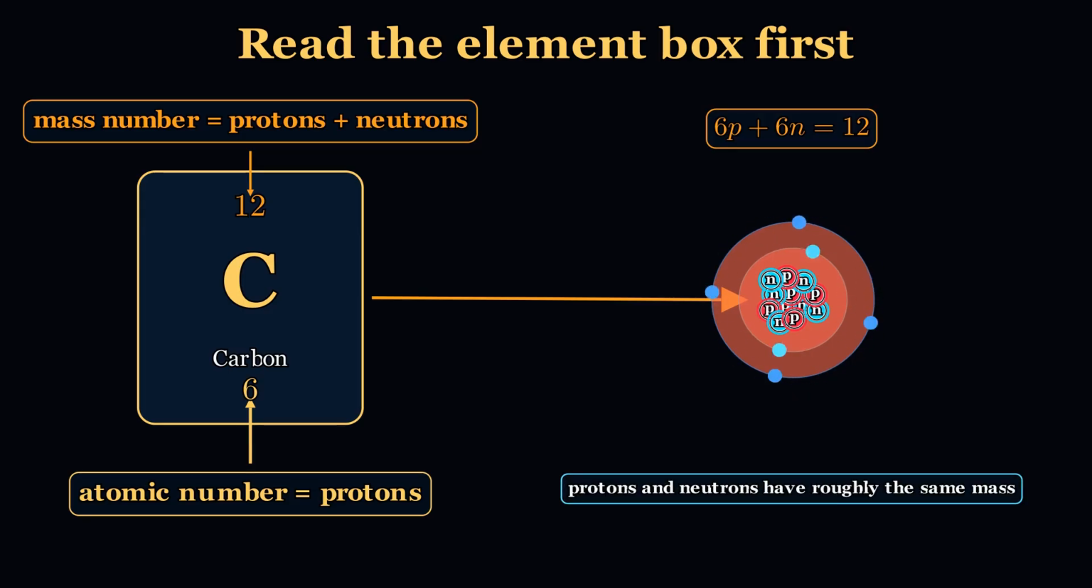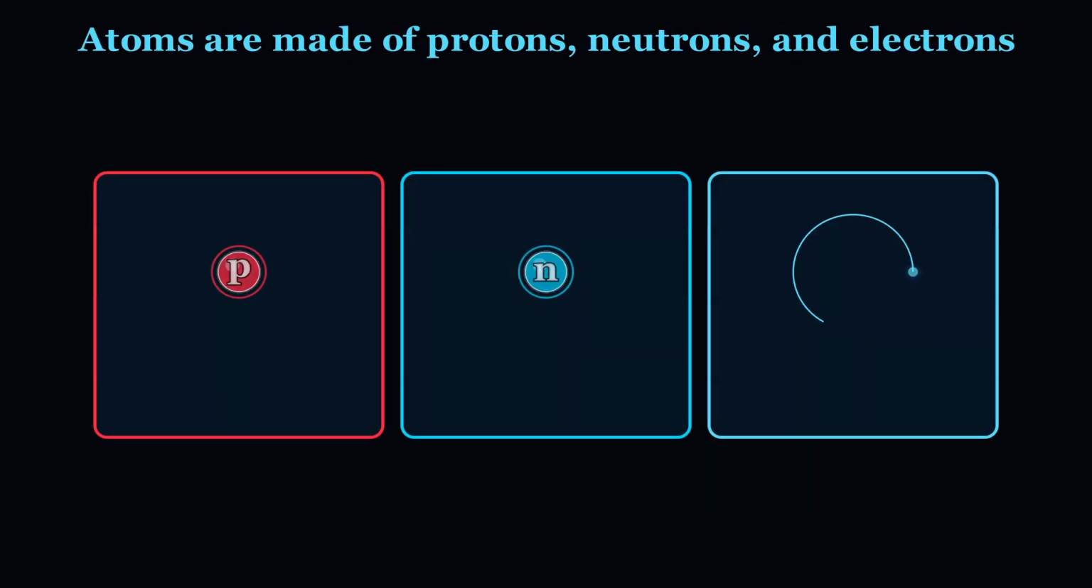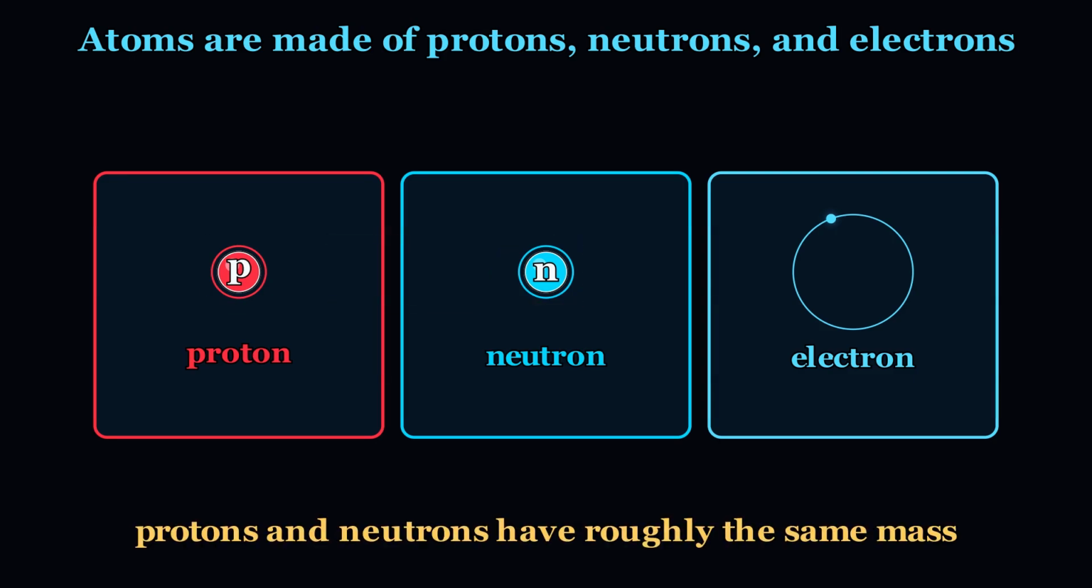Protons and neutrons have roughly the same mass. Electrons are much lighter, so for these calculations, most of the mass comes from the protons and neutrons. Atoms are made from 3 main particles. Protons are positive, neutrons are neutral, electrons are negative. The protons and neutrons are in the nucleus. The electrons are found around the nucleus. For molar mass, the important mass comes from the protons and neutrons.